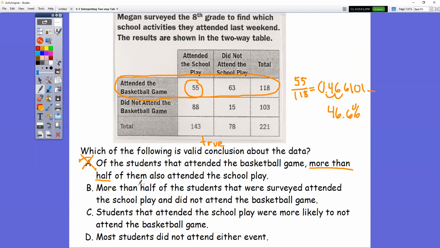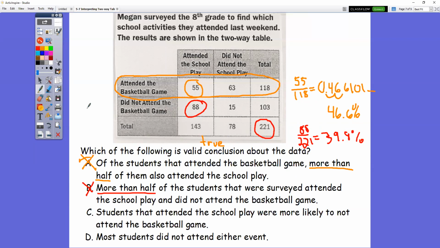Let's take a look at choice B. More than half of the students that were surveyed. So we're looking at all of the students that are surveyed, attended the school play and did not attend the basketball game. Attended the school play, did not attend the basketball game is 88. So is 88 out of 221 more than half? Well, when you do 88 divided by 221, that's roughly about 39.8%. Is that more than half? No, because 50% is more than half. 39 would be less than half.